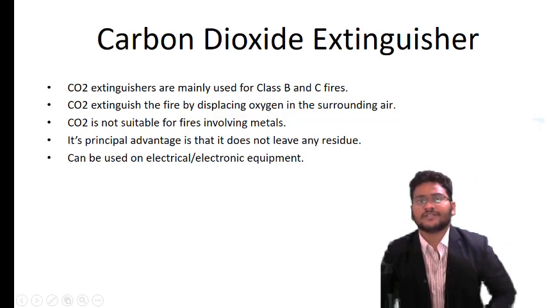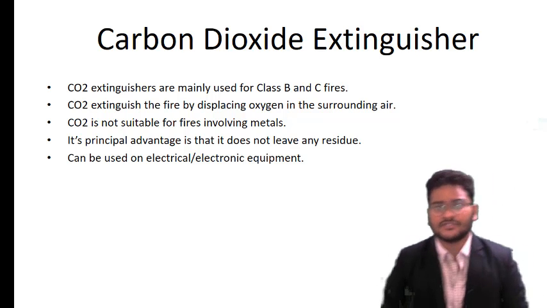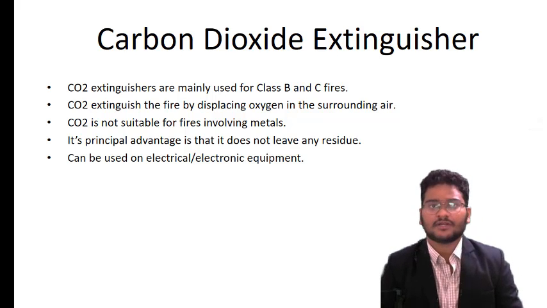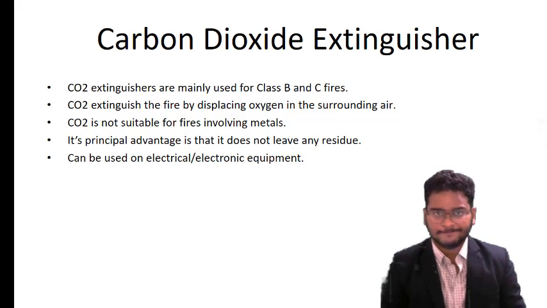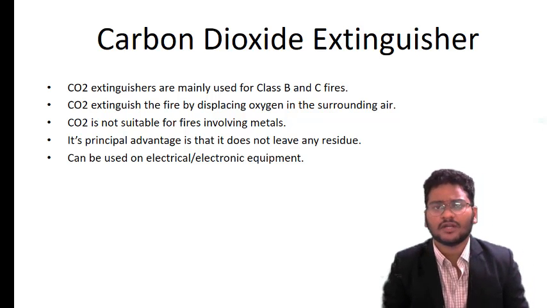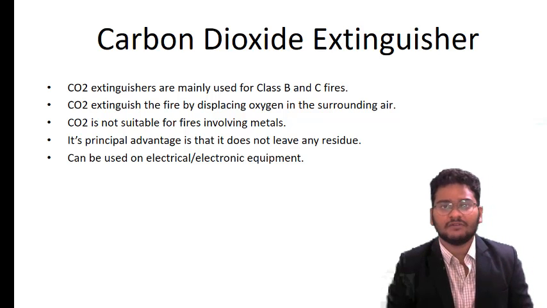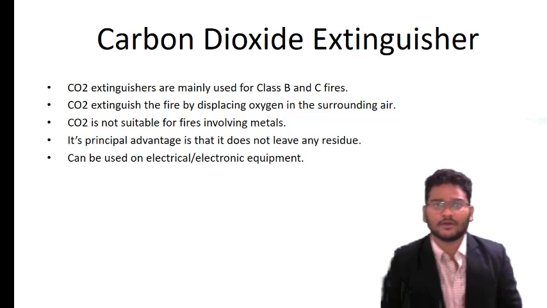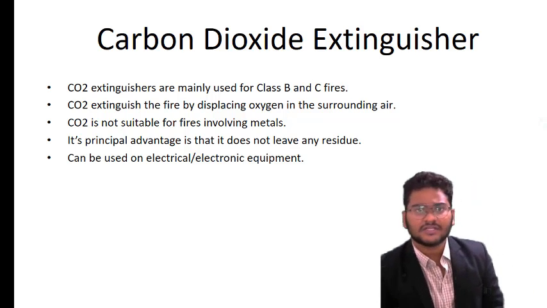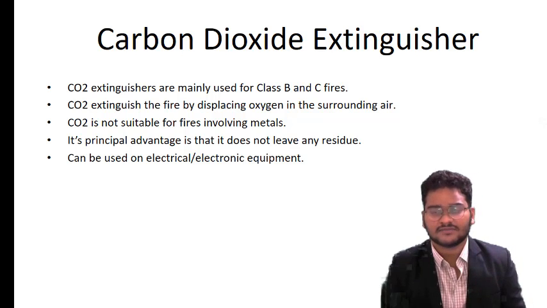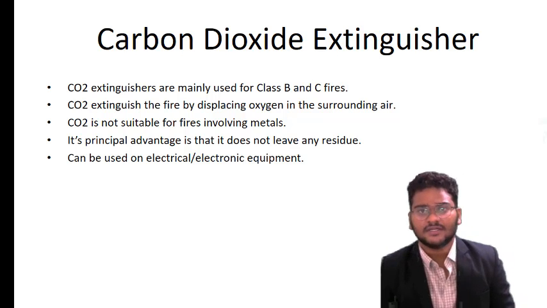Coming to the carbon dioxide extinguisher, it makes use of carbon dioxide. Whenever you use it, the carbon dioxide comes out and cuts the supply of oxygen. Whenever the supply of oxygen is cut, the fire is controlled. We use this carbon dioxide extinguisher only for class A and class B fires. Coming to metallic or electric type fires, we should not use the carbon dioxide extinguisher.